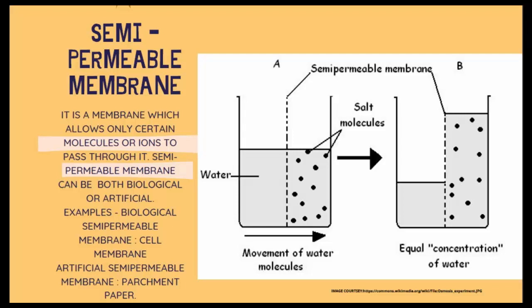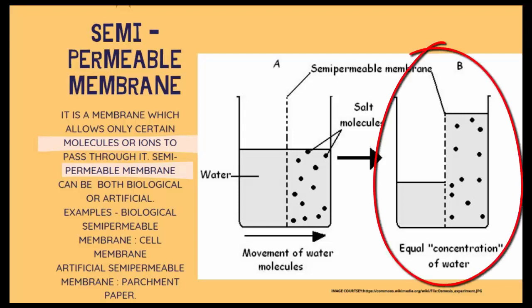And in this B diagram we see that the osmosis process has taken place and the concentration of molecules of water has reached equal on both sides of the membrane after the process has been completed, right? So remember one thing, that in osmosis water molecules always move from their higher concentration region to their lower concentration region. Why is it said to be the lower concentration region?